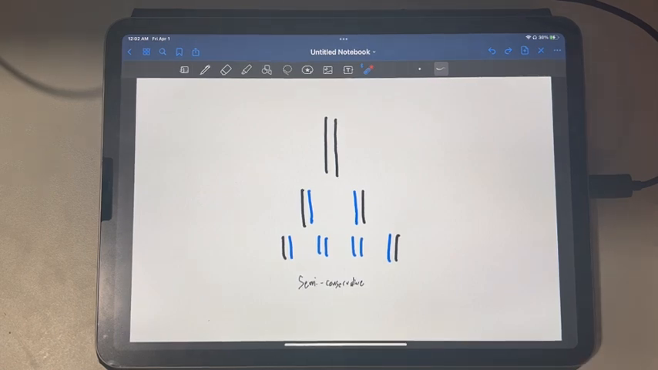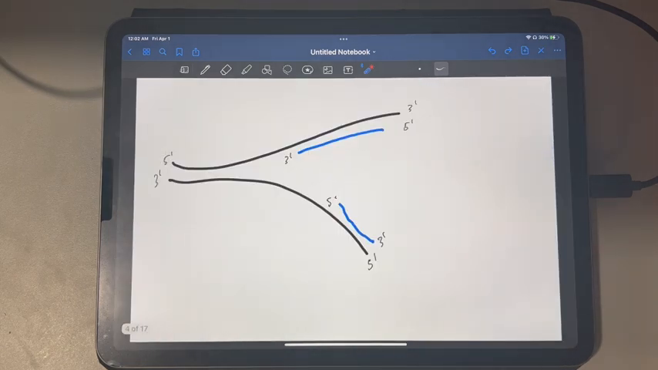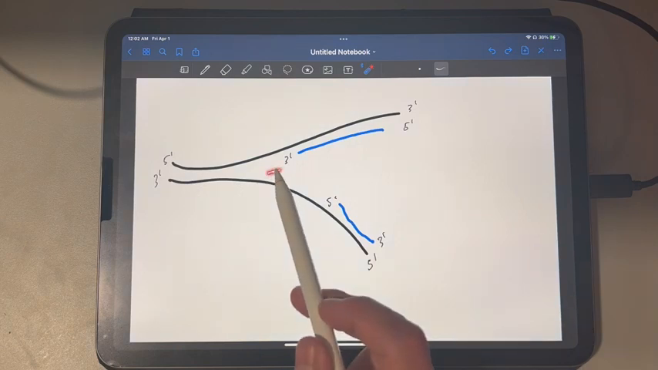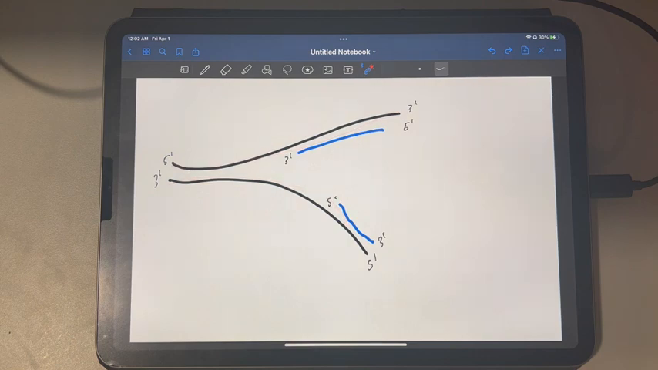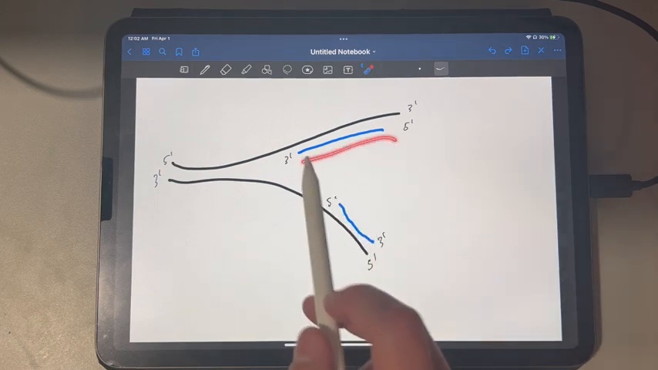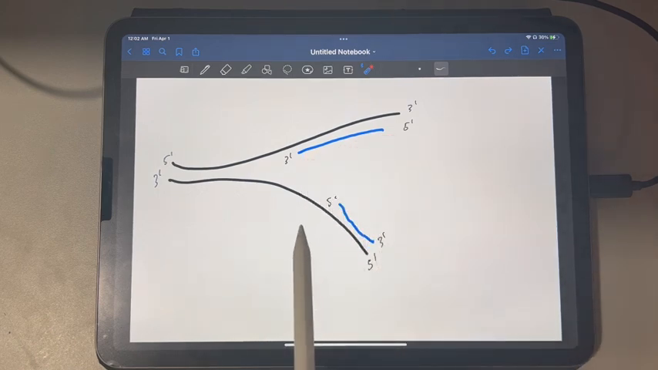So now I'm going to go into how DNA replication actually happens. So we start here with a replication fork. That is where the DNA splits. Okay, and we have two strands that I'll be explaining. The leading strand, which is this one here, and the lagging strand, which is this one here. And they both replicate differently.